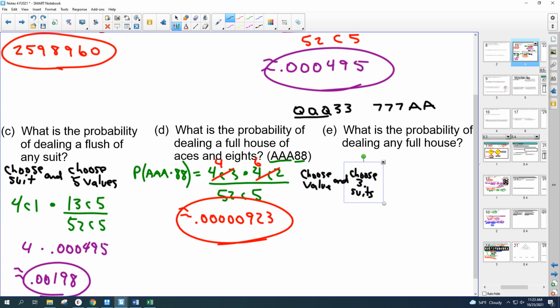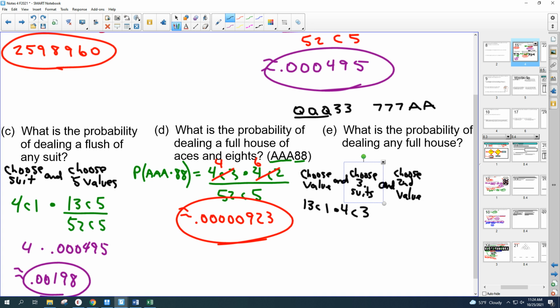And so, how many values are there? 13. I'm going to choose one of those values, and choose 3 suits. Out of the 4 suits, I'm going to choose 3 of them. That's how I'm going to get 3 queens or 3 jacks or 3 eights or whatever. Okay, but I've got another decision to make. Let's say you dealt out 3 queens. Now you have to choose another value. Choose a second value.